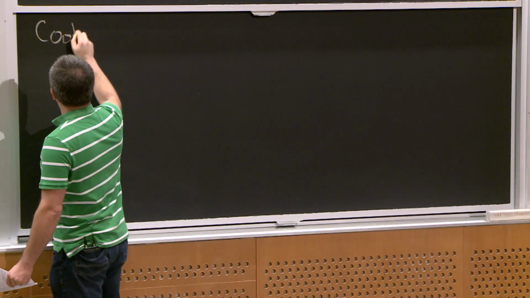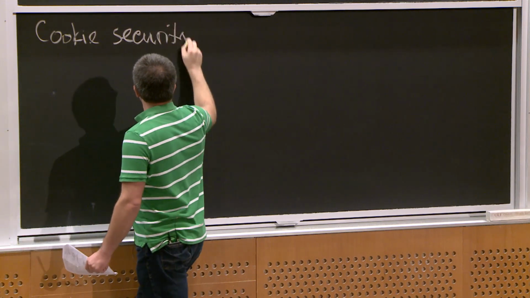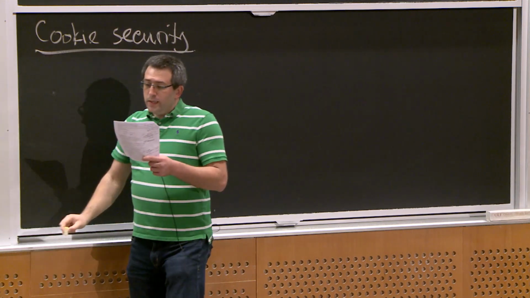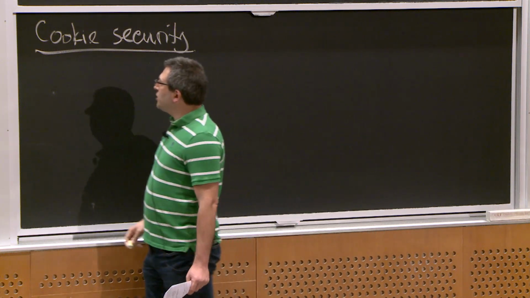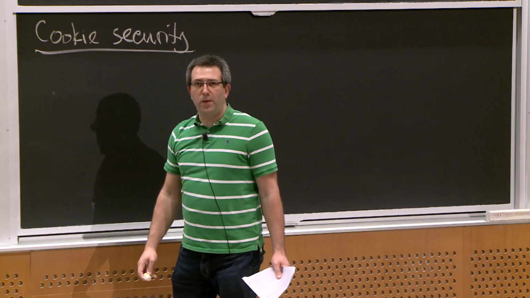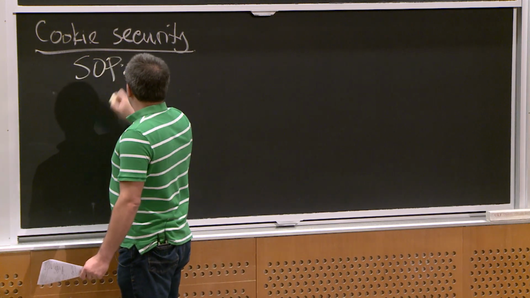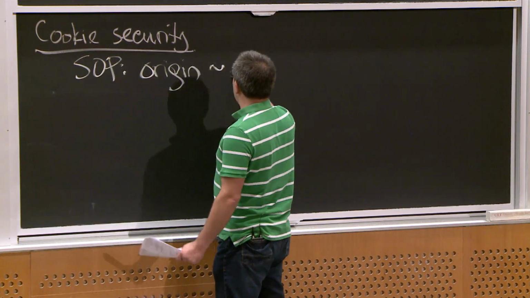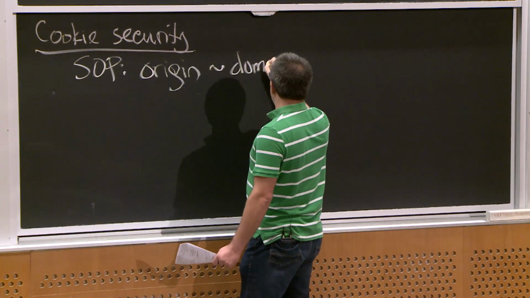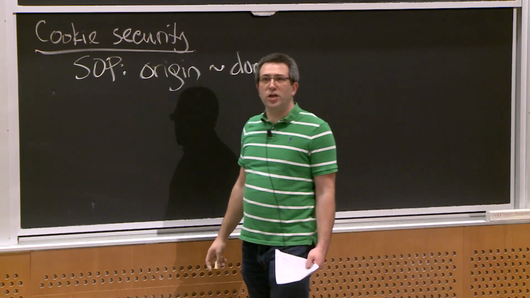So what does the cookie security plan look like here? To a first approximation, you can imagine that the same origin policy is going to apply reasonably well to these cookies. So the origin that we've seen before is going to be roughly the domain of the cookie that our browser is going to be storing.